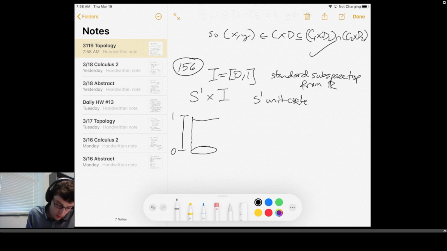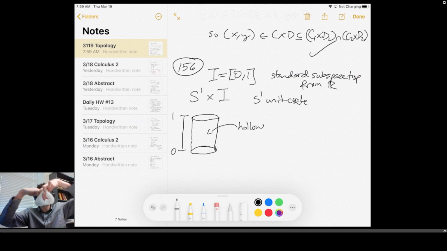And so you get this. And the key here is that this is hollow. There's no interior because S1 has no interior, right? So this is hollow. It's just the border. So it's really like you folded up your paper and just went boom. And there's nothing in between.